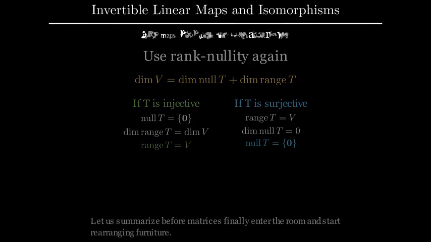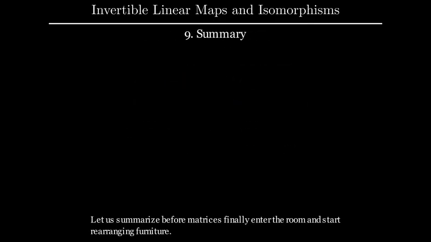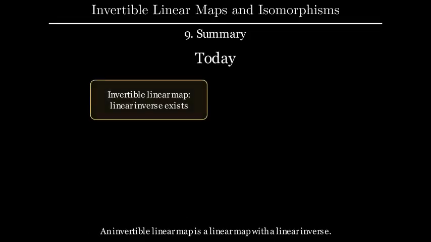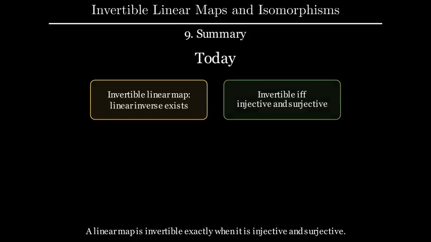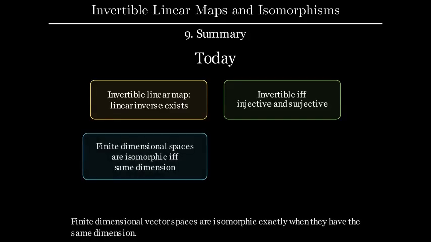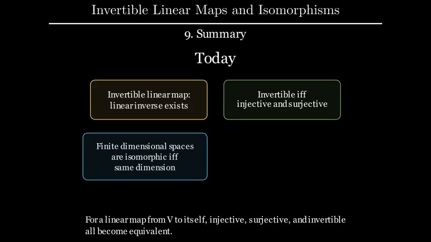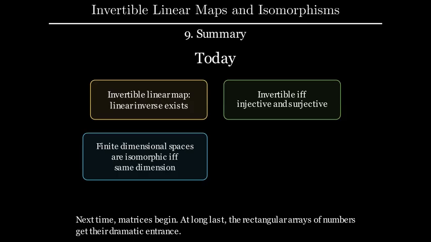Let us summarize before matrices finally enter the room and start rearranging furniture. An invertible linear map is a linear map with a linear inverse. A linear map is invertible exactly when it is injective and surjective. Finite dimensional vector spaces are isomorphic exactly when they have the same dimension. For a linear map from V to itself, injective, surjective, and invertible all become equivalent. Next time, matrices begin. At long last, the rectangular arrays of numbers get their dramatic entrance.